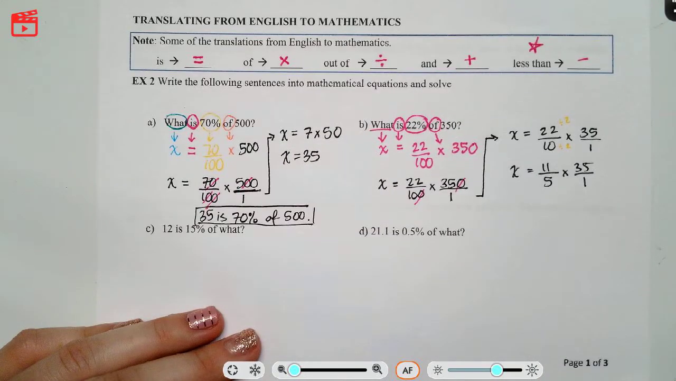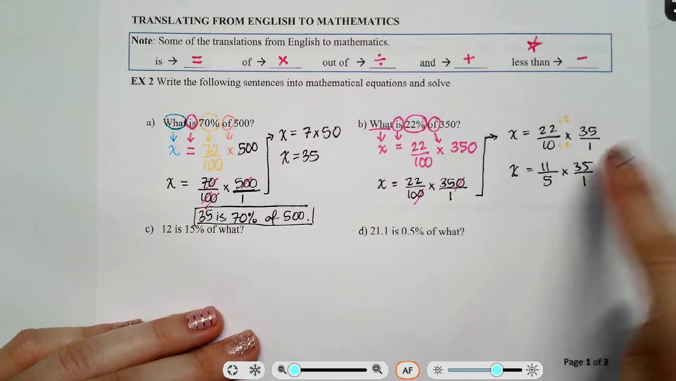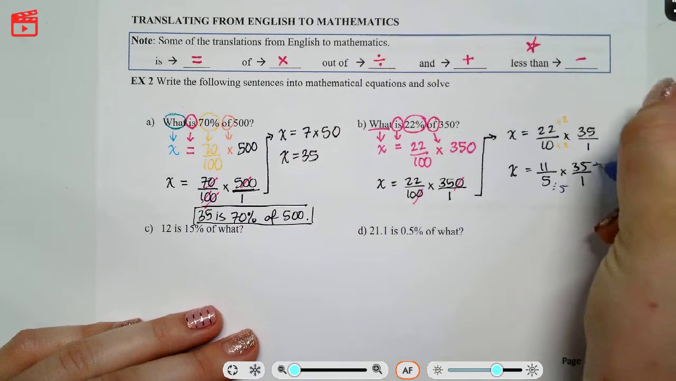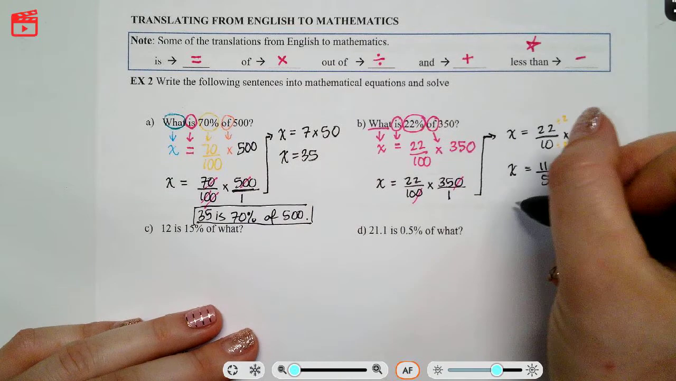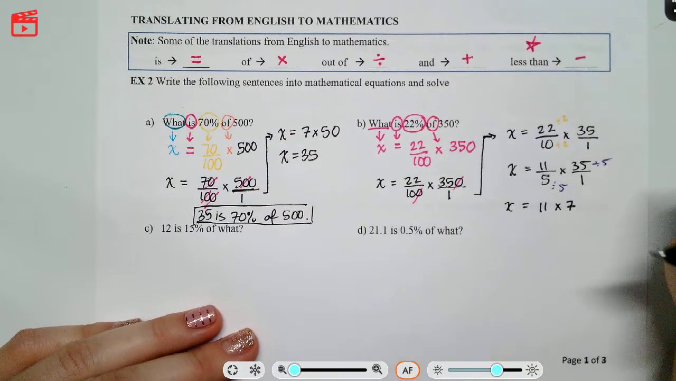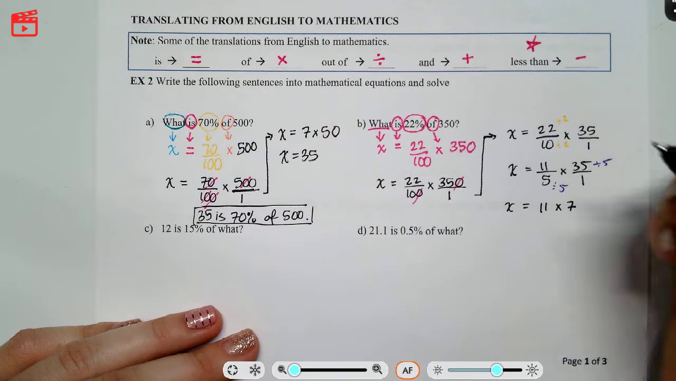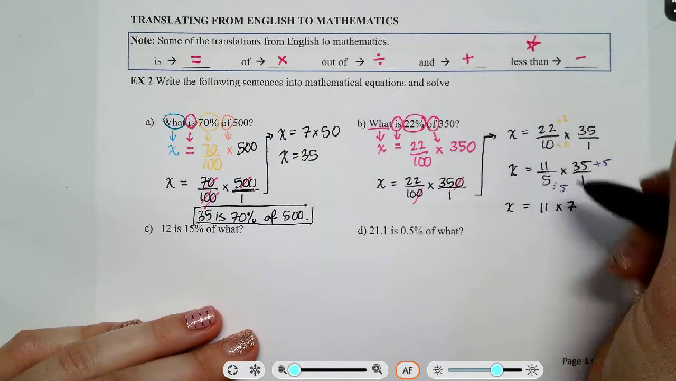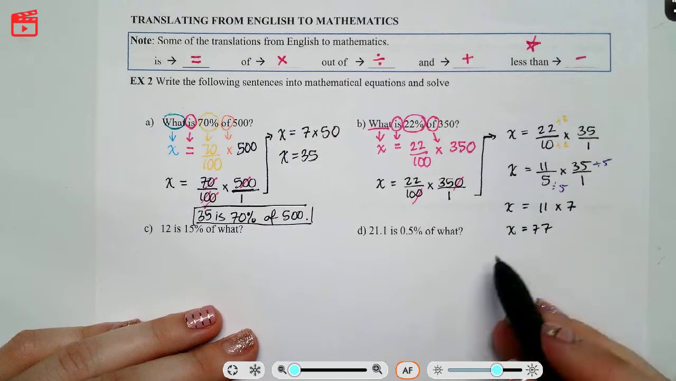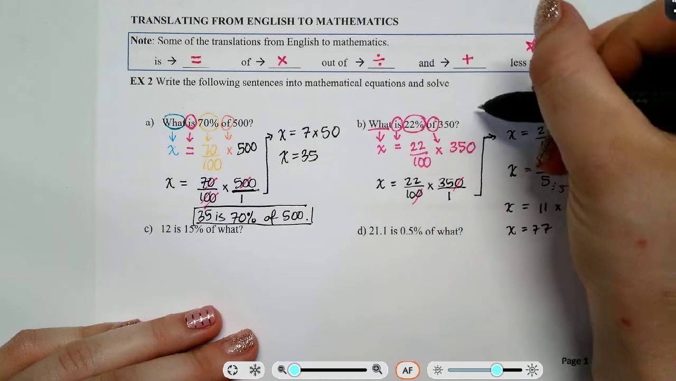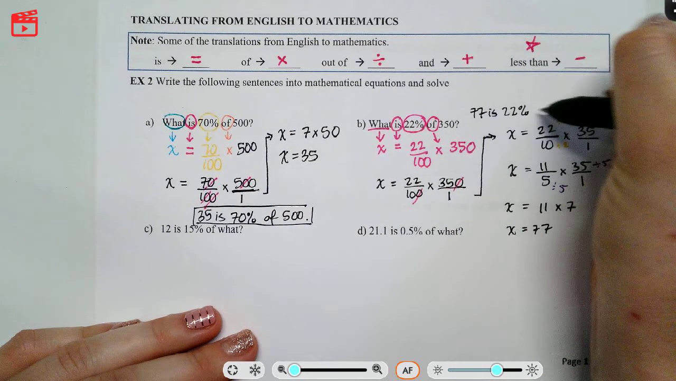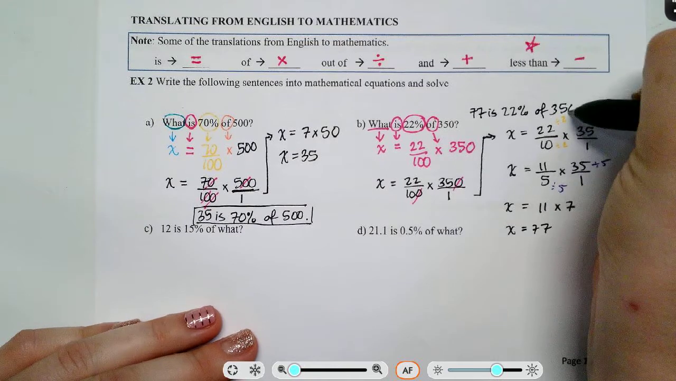Anything else I can simplify? 5 and 35, those are both divisible by 5. You can divide that one by 5, divide that by 5, and I get x equals 11 times 7. And that is just going to be 77. Ooh, running out of space here. All right, so I'm going to go ahead and write my answer up top here. So the answer is 77 is 22% of 350.